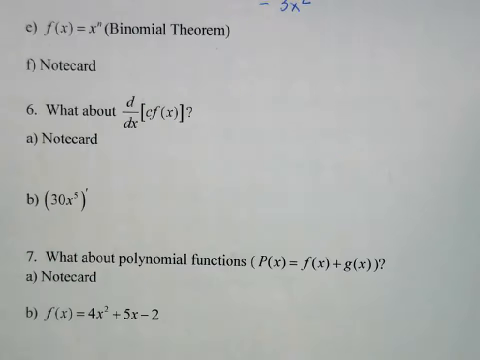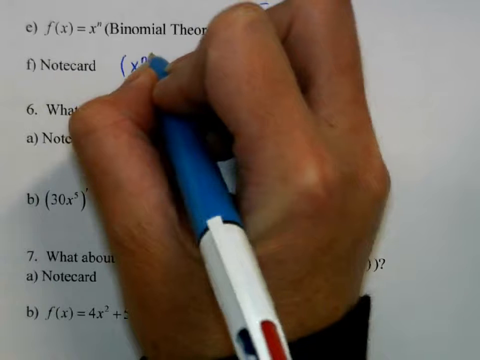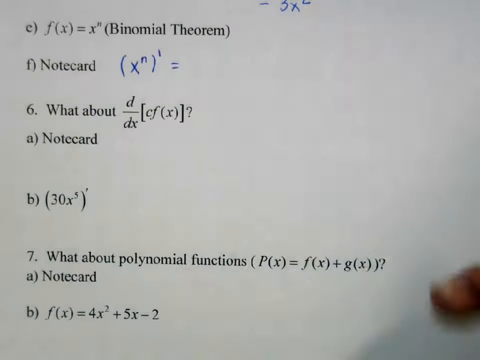All right, so let's put this on a note card. On one side, you want x to the n prime. On the other side, n x to the n minus 1.